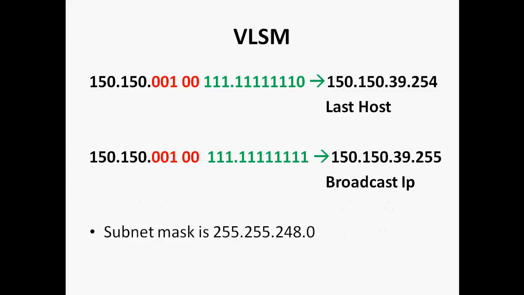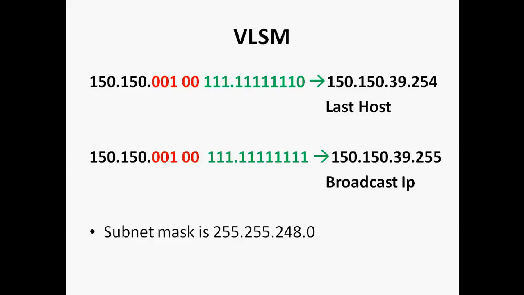Next, you have to find out the last host. Last host means all the host bits should be 1 except the last octet, last bit, which should be 0. Then you convert into decimal format and you will get the last host. So here 150.150. Then 128, 64, you need not add those values. Next 32, you can add that value. Next 16, 8, you need not add. The last 3 bits are 4, 2, 1. So 32 plus 4 plus 2 plus 1, you can add it, and you will get 39. So 150.150.39.254 is the last host.